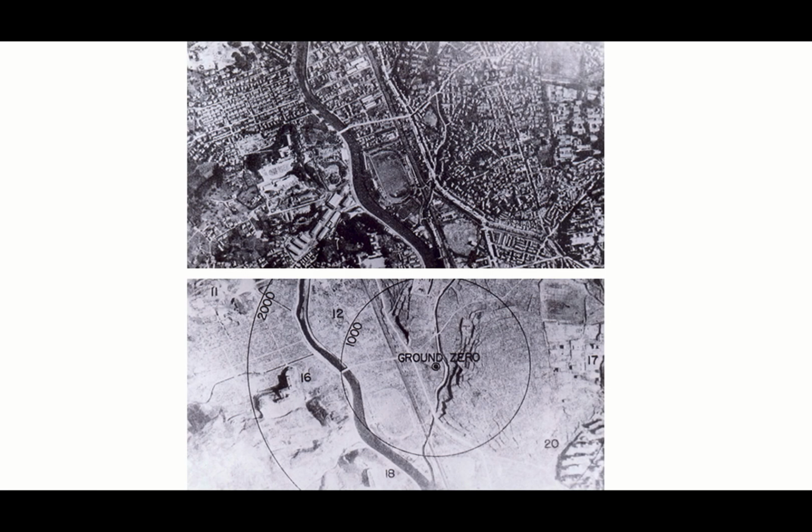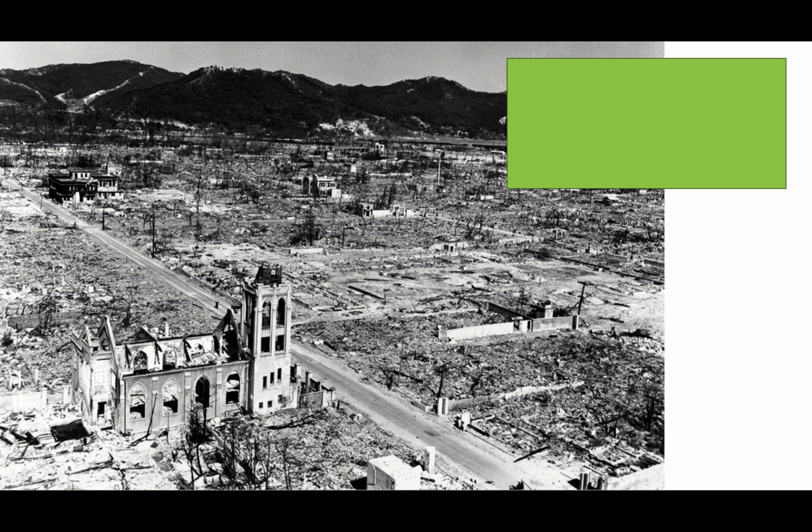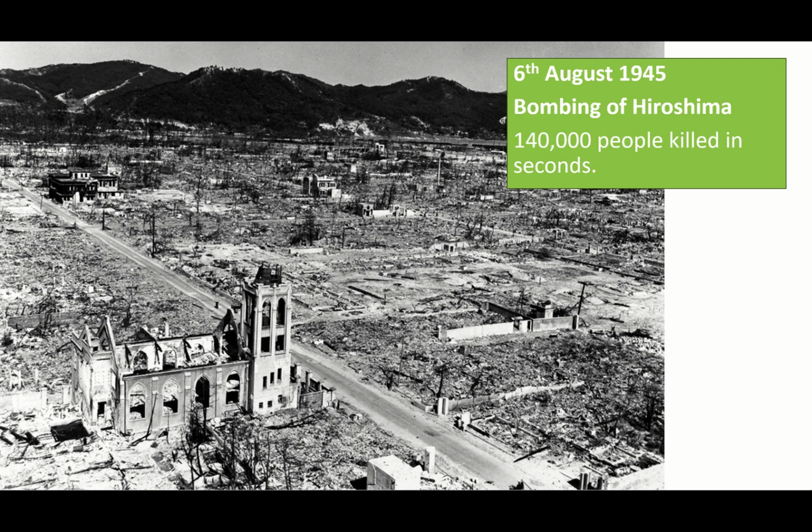And here we got some images here. This is the before and after of Hiroshima. And here we go, 6th of August 1945, bombing of Hiroshima, 140,000 people killed in seconds. When I teach this, I tend to click my fingers. 1 second, done. 140,000 people dead. Just like that.